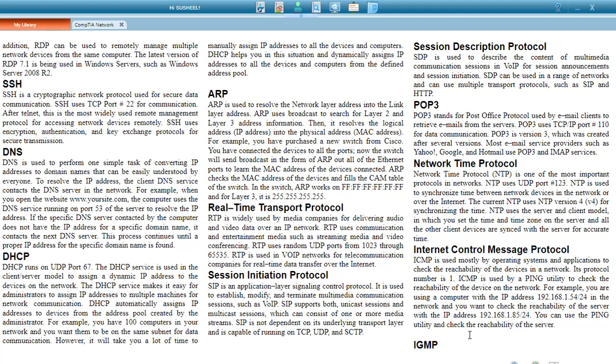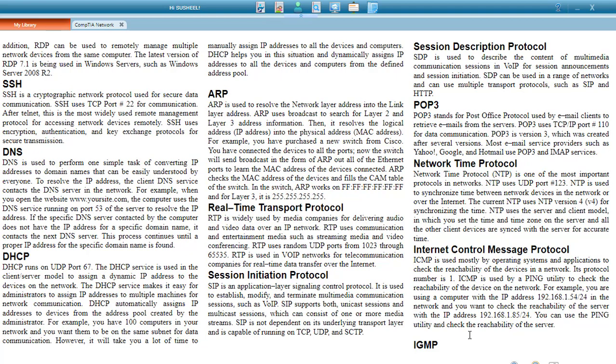SSH. SSH is a cryptographic network protocol used for secure data communication. SSH uses TCP port 22 for communication. After Telnet, this is the most widely used remote management protocol for accessing network devices remotely. SSH uses encryption, authentication, and key exchange protocols for secure transmission. DNS.